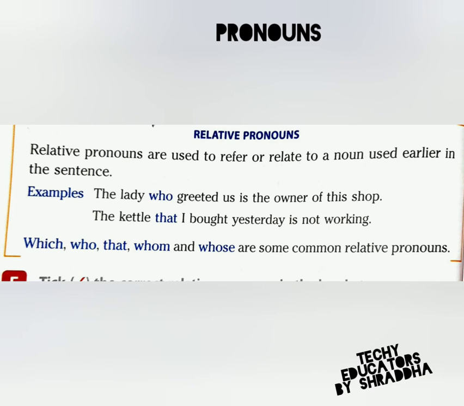The lady who greeted. The lady is the noun, and greeted is the verb. Here it is relating to the noun, the lady. The word who is showing the relation to the noun, the lady. Next example: the kettle that I bought yesterday is not working. In this sentence also you can see it is relating to the noun, the kettle. So which, who, that, whom and whose are some relative pronouns.